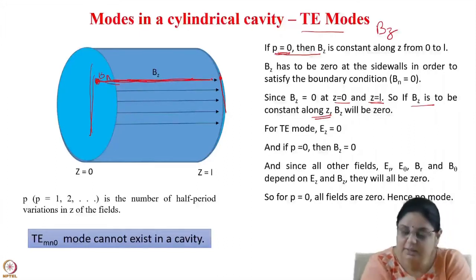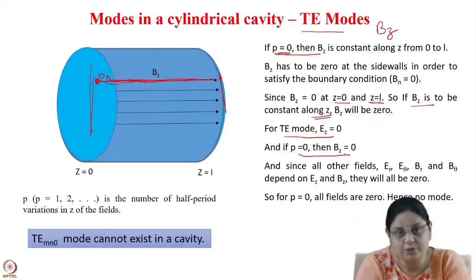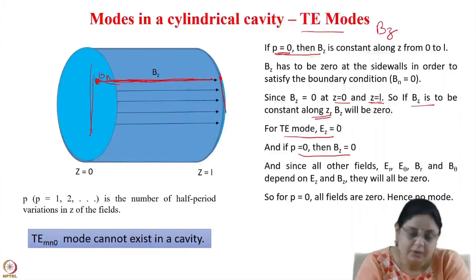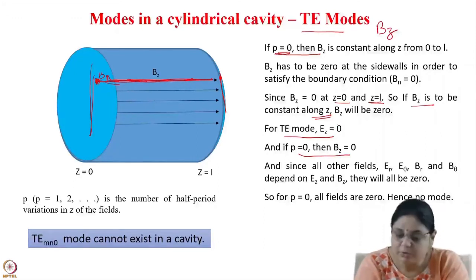So that means BZ will be 0. Now for TE mode, EZ is already equal to 0, and if P is equal to 0, BZ also goes to 0. So now you know that ER, E theta, BR, B theta, they depend upon the values of EZ and BZ. So all fields will go to 0. In other words, there is no mode for P is equal to 0.